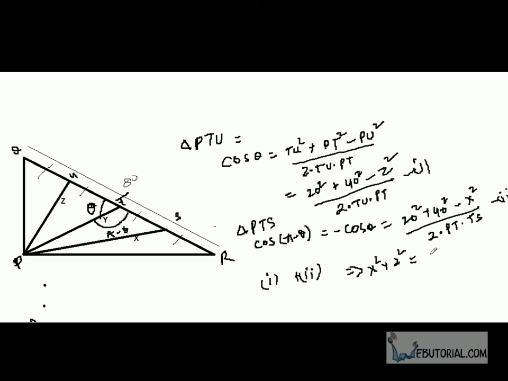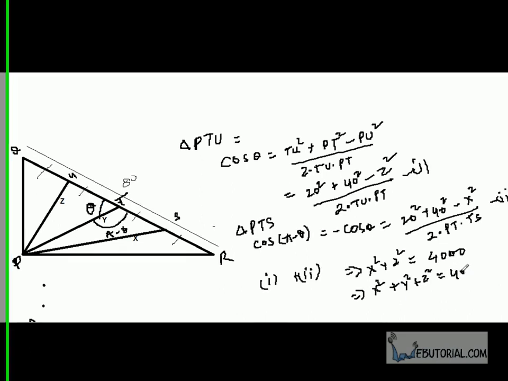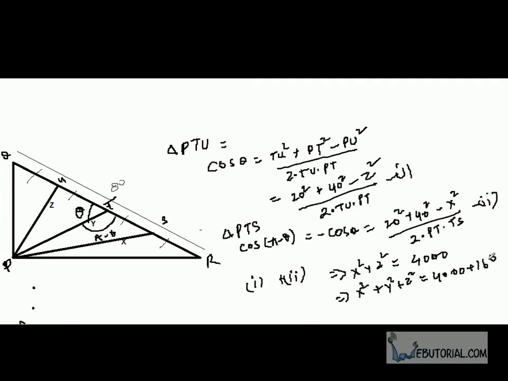Calculation, I'll leave it up to you guys. It is nothing but 4000. Add a y square into it, the length of which is already known. We'll get 4000 plus 1600, which gives you 5600. Cooler method than the last one.